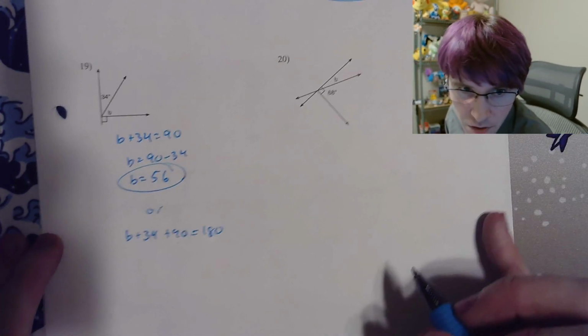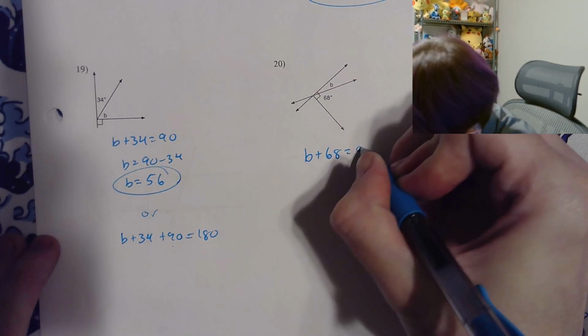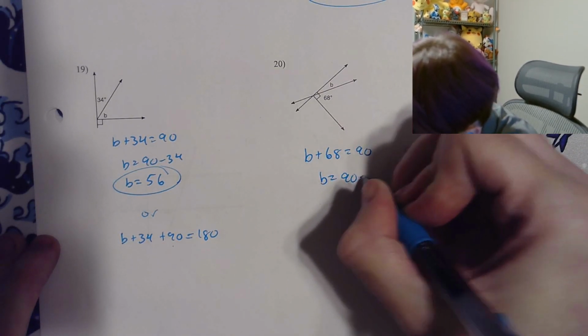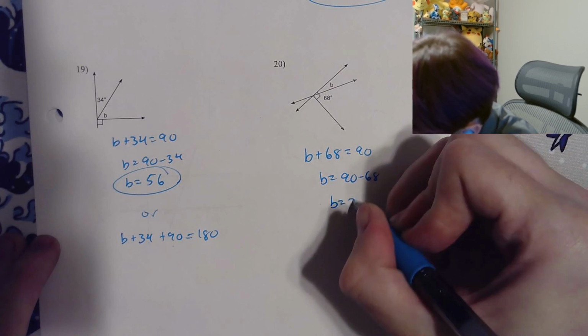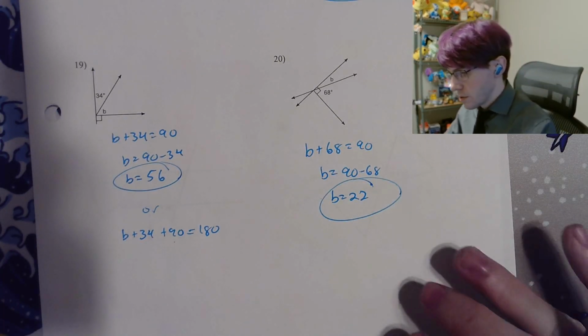Same exact concept on this one. Number 20 over here, B plus 68 equals 90. B is equal to 90 minus 68. B is equal to 22. Here we go on the 21.